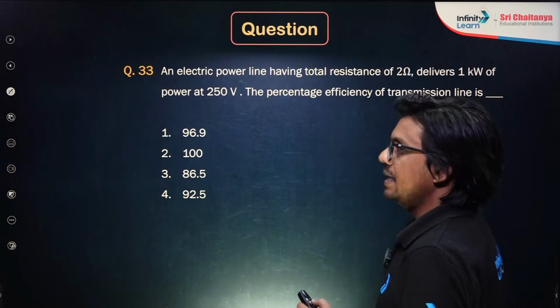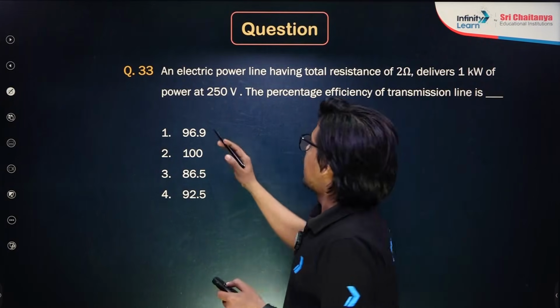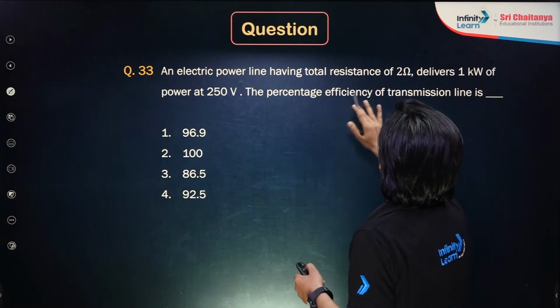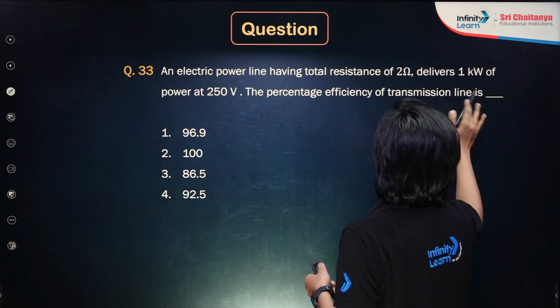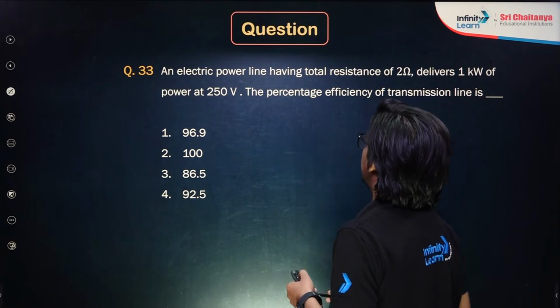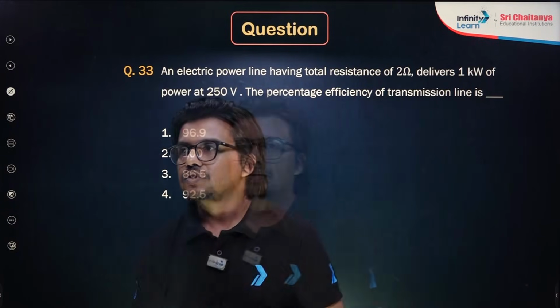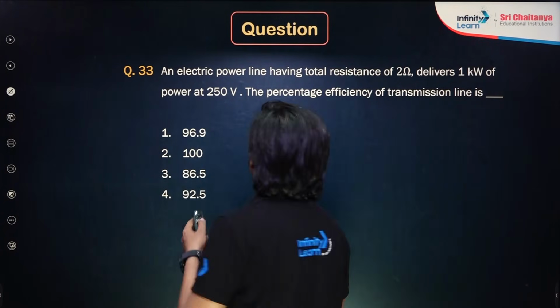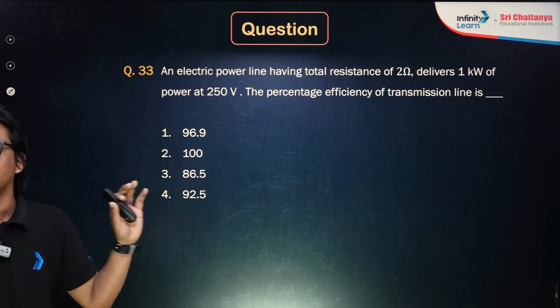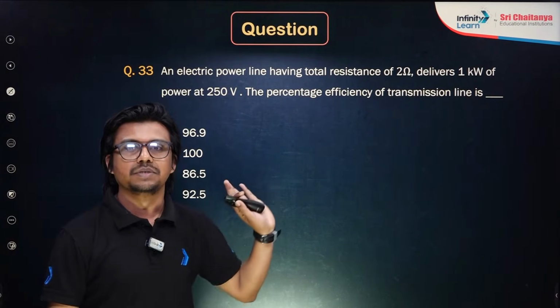Now the next one. An electric power line having total resistance of 2 ohm delivers 1 kilowatt of power at 250 volt. The percentage efficiency of the transmission line is? So if the voltage is given, I can find out with what current it has been delivered. What will be the current through the transmission lines?